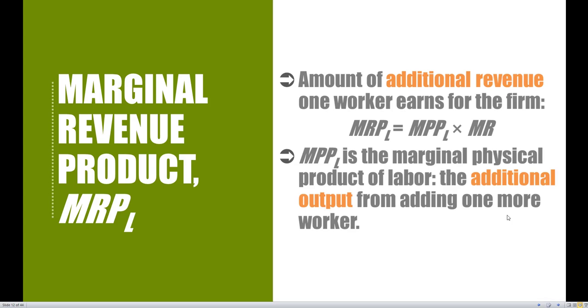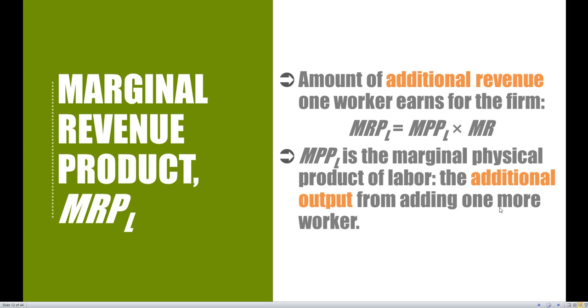With the idea of marginal physical product of labor and the marginal revenue product of labor in mind, we're going to be able to see what the profit maximizing point for firms is going to be. Remember that MRPL, the marginal revenue product of labor, is the additional revenue one worker earns for the firm, while the marginal physical product of labor is the additional output from adding one more worker.